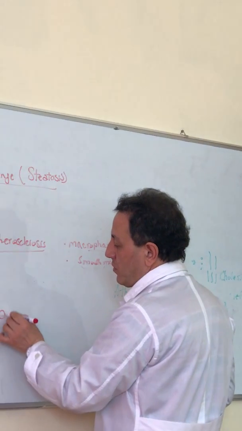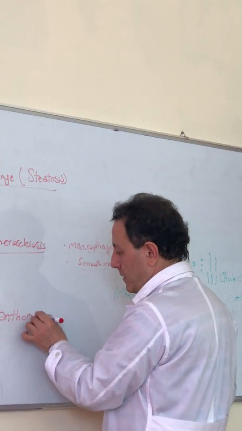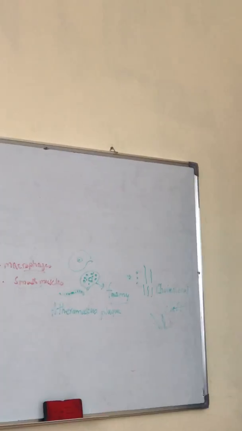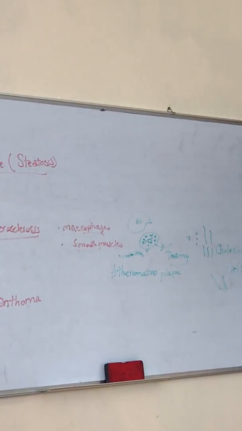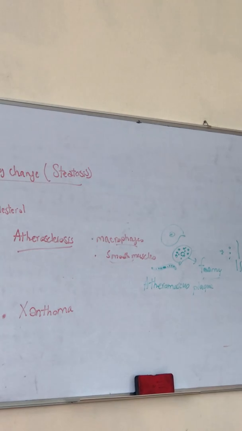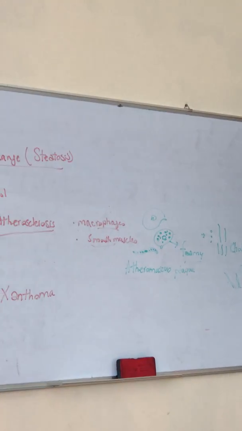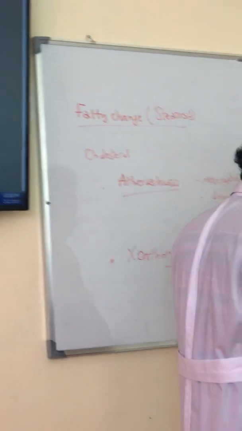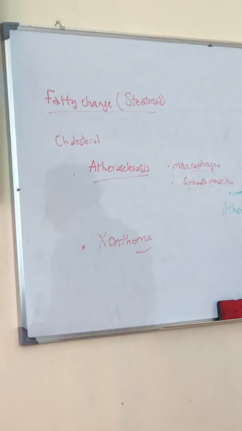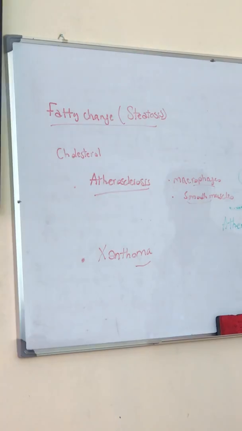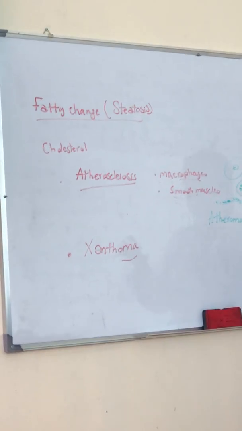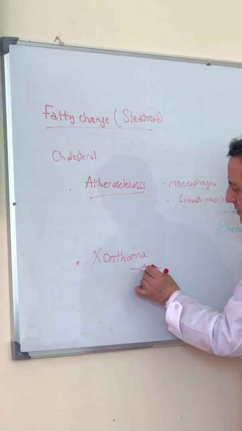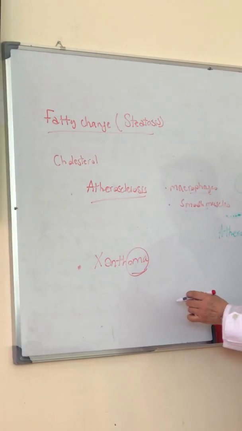Another example for cholesterol accumulation is xanthoma. Have you heard so far of xanthoma? No. When we use the suffix oma, we mean that there is a formation of mass. Oma is the suffix for benign, not malignant, tumors. But also, any time that we have a nodular mass formation due to any cause, we use the word oma.